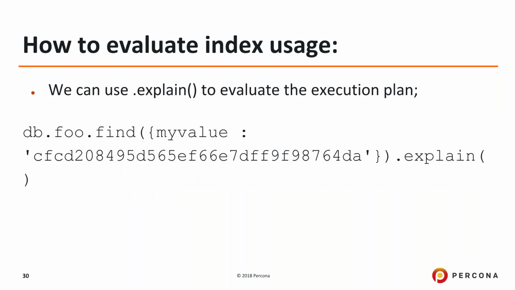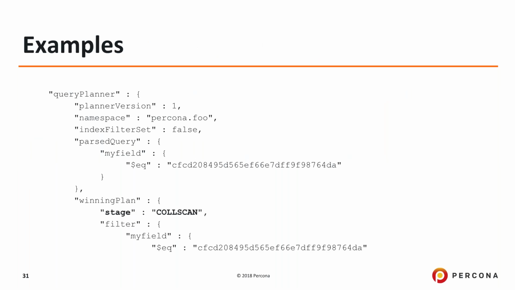To evaluate the index usage that the optimizer is using, you can use an explain on a find query. Basically, taking a find query and adding .explain to the end will give you a full execution plan of what the optimizer is actually deciding to do. Just like in MySQL, where select with explain would give you something similar to this.